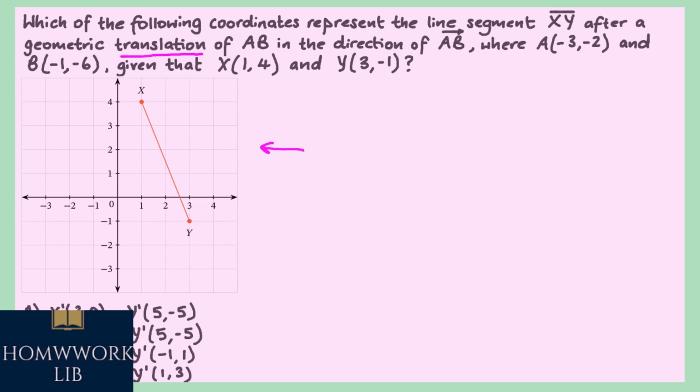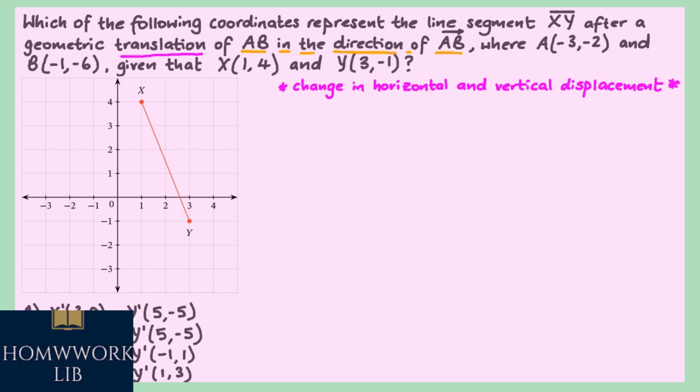In the figure, we can see that the line segment XY has been drawn on the coordinate grid, and we are told that this line segment is translated. We can recall that any translation can be thought of as a change in the horizontal and vertical displacement, and generally this will be given to us in these terms. However, here we are told the translation in terms of a ray from A to B.